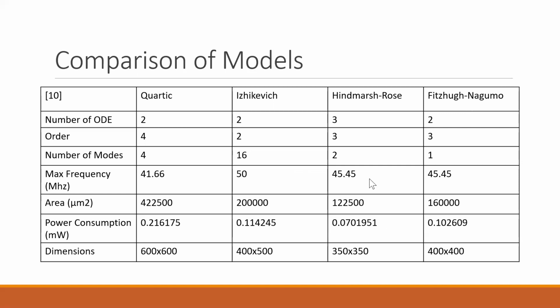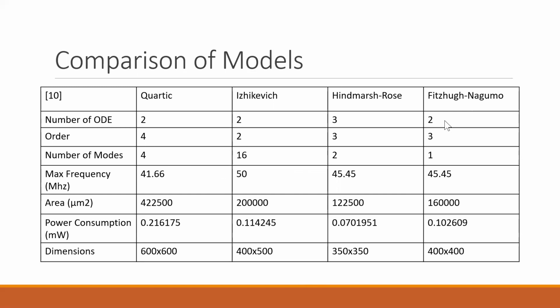Because the Hindmarsh-Rose model actually has the lowest area consumption out of all of these when implemented on ASIC, and also has the lowest power consumption, which sort of makes sense. With smaller area, we would have a lower power consumption.